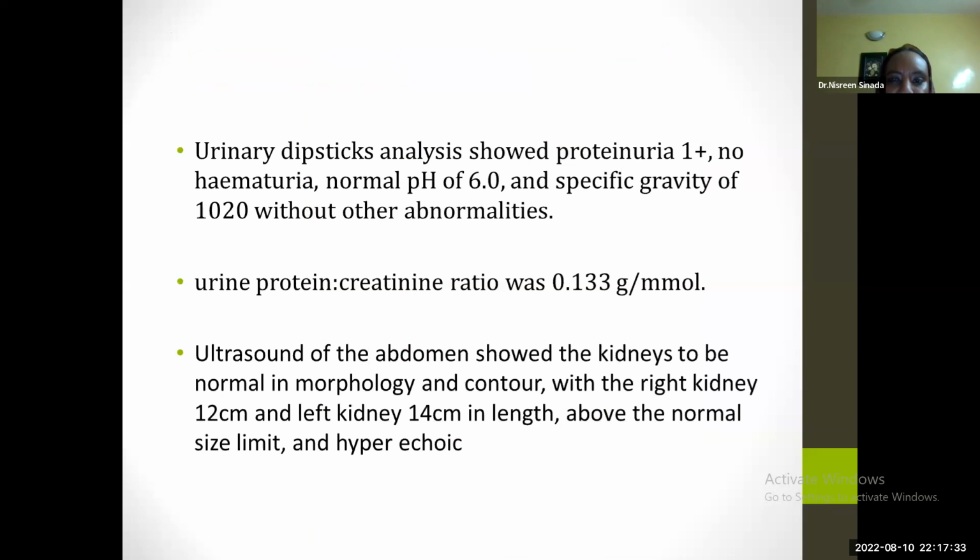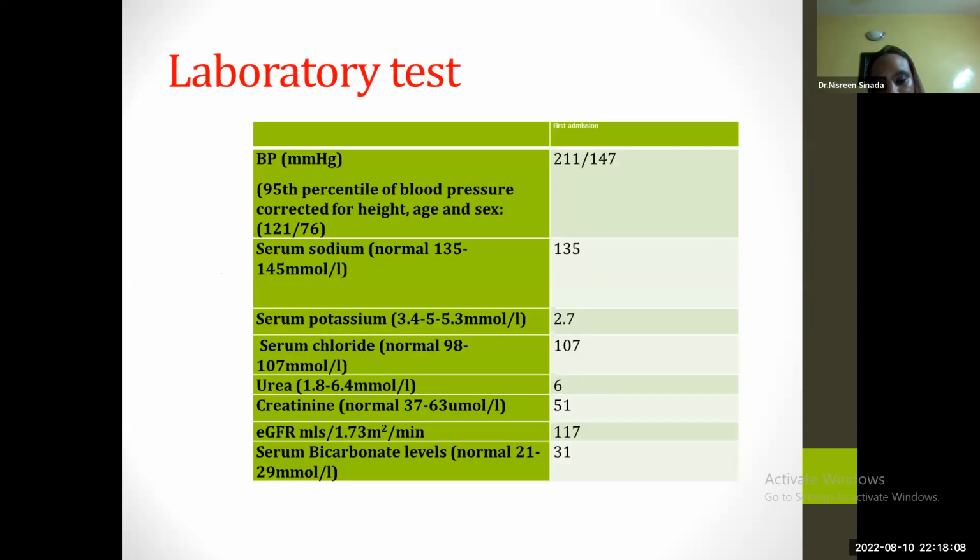Urine diagnostic was done, and it showed proteinuria of 1 plus, no hematuria, normal pH, and normal specific gravity without other abnormality. We did the urine protein creatinine ratio. It is non-nephrotic range. Ultrasound of the abdomen showed that the kidney is normal in morphology, but the length is a bit high. The right is 12 centimeters and the left is 14 centimeters. It is above the normal size limit for the age of the patient, and it is hyperechoic. Laboratory tests were done.